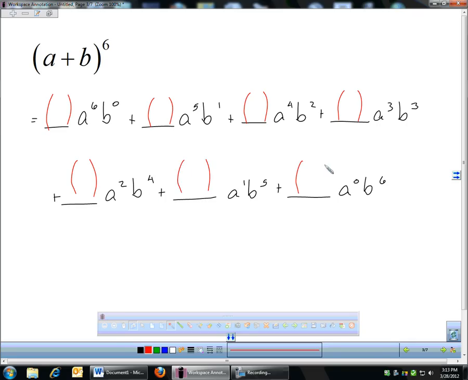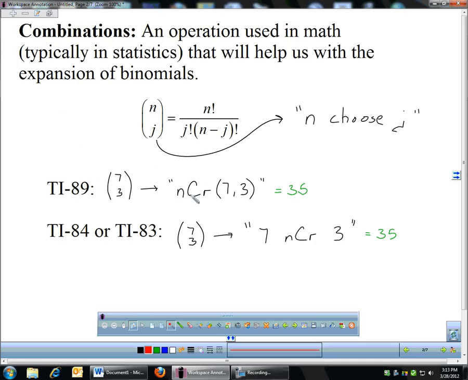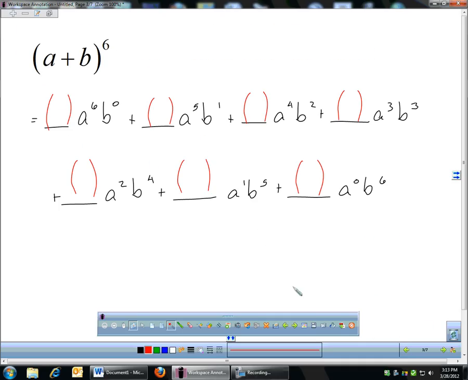Something choose something, something choose something. All right, the top number, and we're doing these combinations like 7 choose 3, the top number is always going to be the same as the original exponent. So all of these are going to be 6 choose something. The bottom number starts at 0, and then you count your way up: 0, 1, 2, 3, 4, 5, 6.